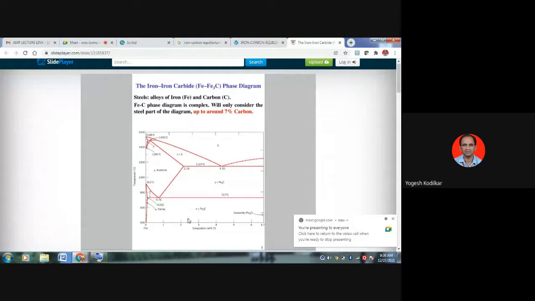Up to 2% of carbon, that material is called steel. Carbon percentage up to 2% from 0 to 2%, it is called steel, either plain carbon steel, medium carbon steel or high carbon steel. So up to 2% only it is steel, but as soon as the carbon percentage increases from 2 onwards, that material is called cast iron. The iron is converted into another form, that is cast iron, from 2% onwards.